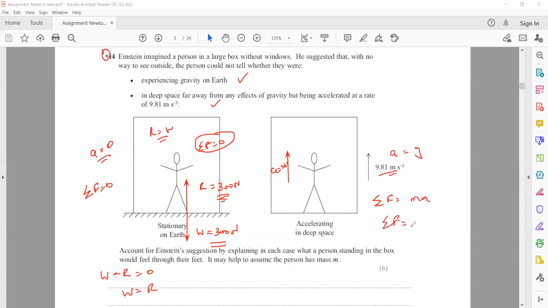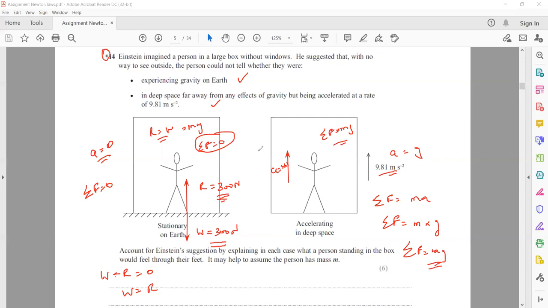So the resultant force is equal to mass m times the acceleration due to gravity, which is 9.8, so we can write g. So what he is experiencing is a resultant force of ma. The other person will also experience the same resultant force, which is equal to mg. So both persons will experience the same resultant force.